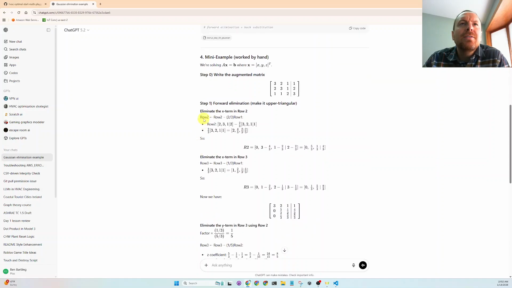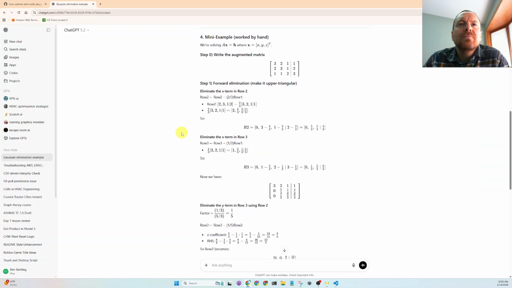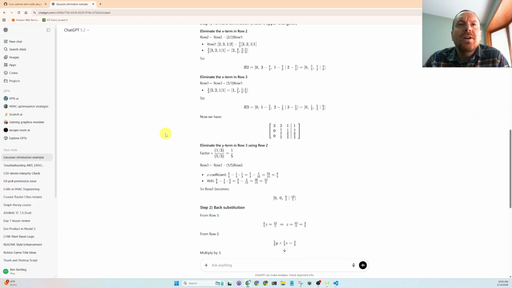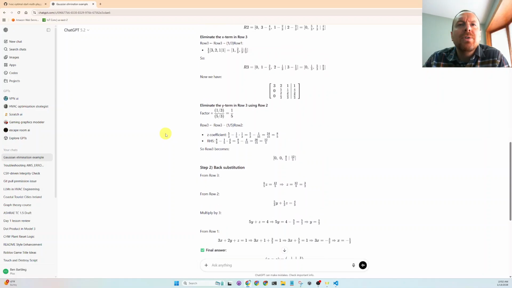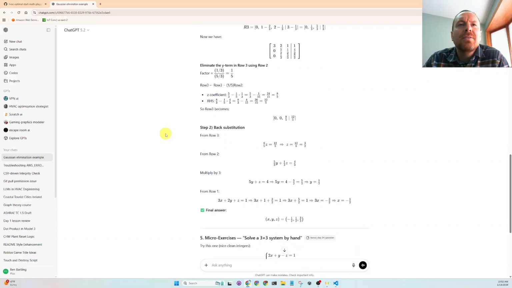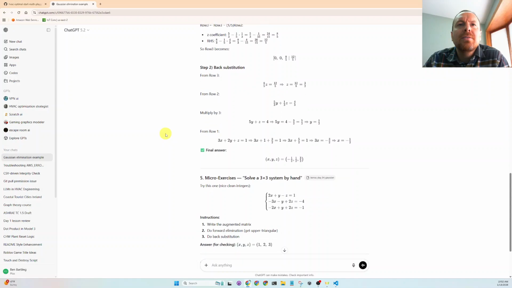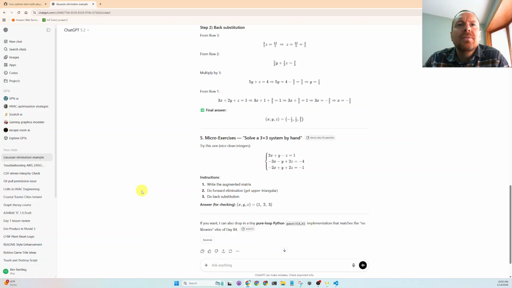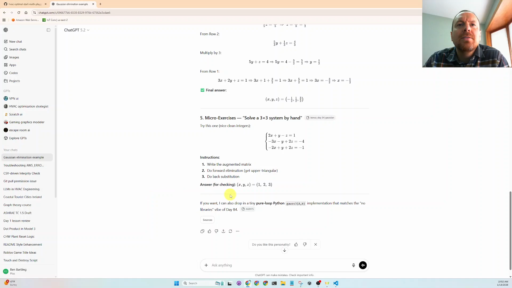Eliminate the x term in row 2. Looks like they're just doing a lot of division and minus. So how we could do this all by hand. Solve by hand. Seems like a neat exercise. Yeah, I'm going to say pure Python.